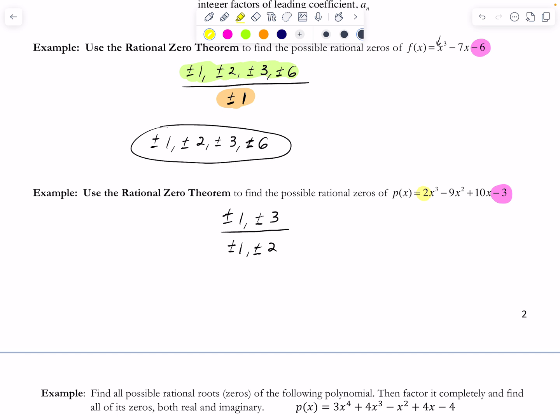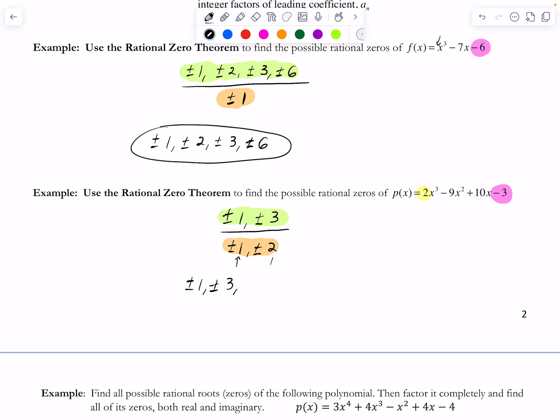All right, so remember, you're going to take each of these numbers in the top and divide by each of these numbers in the bottom. So here's how I do it. I focus on the first one, 1 divided by 1 is 1. 3 divided by 1 is 3. So I'm going to write plus or minus 1 and plus or minus 3.